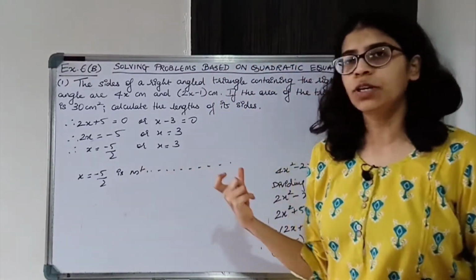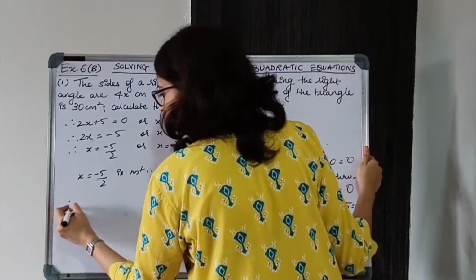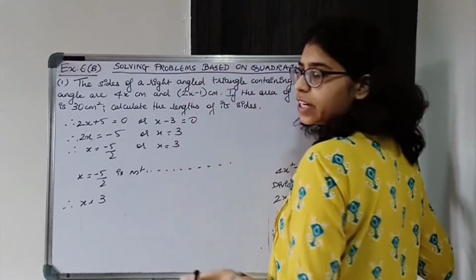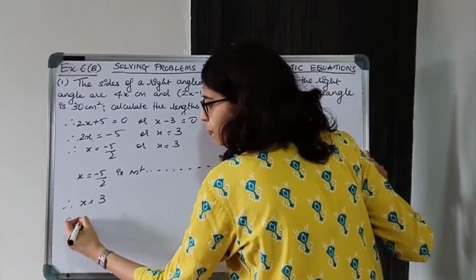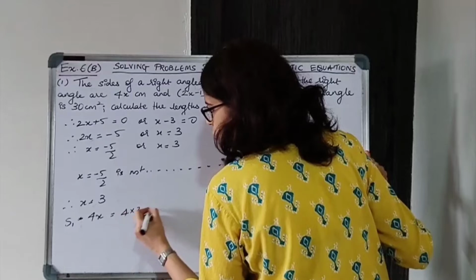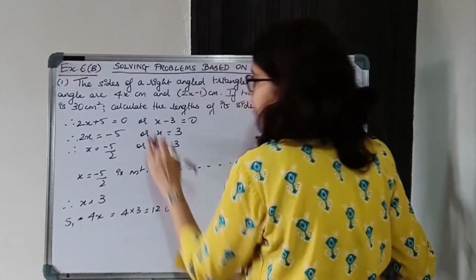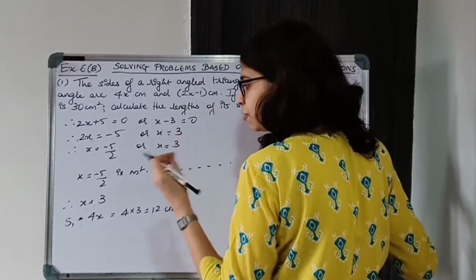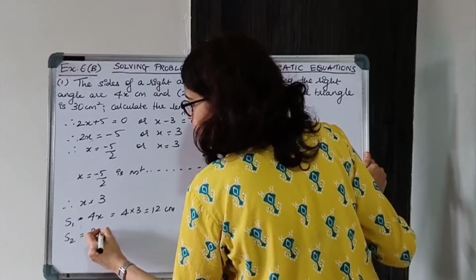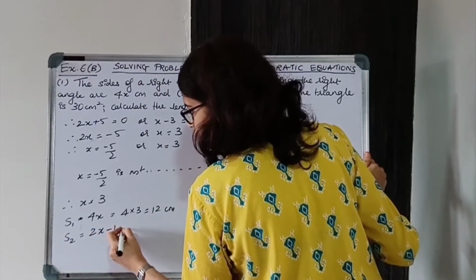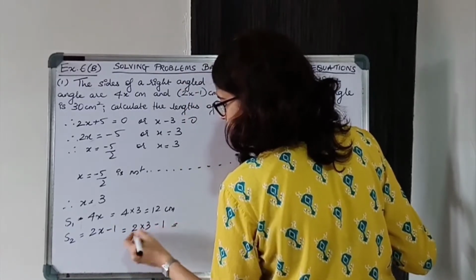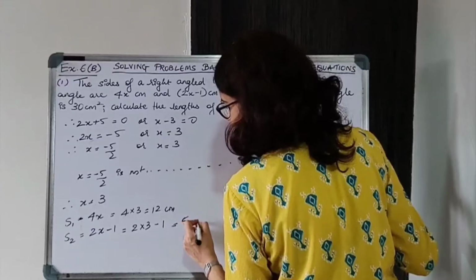You have to write down, okay. Now therefore x is equal to 3. Now it's easy, we can find the sides. Side 1 is 4x, that is 4 into 3 which is 12 centimeters. Here it is given in centimeters, so don't forget units. Side 2 is 2x minus 1, so that is 2 into 3 minus 1, so 6 minus 1, 5 centimeters.